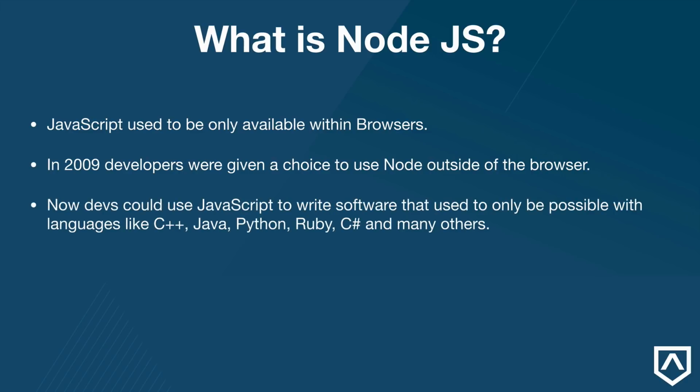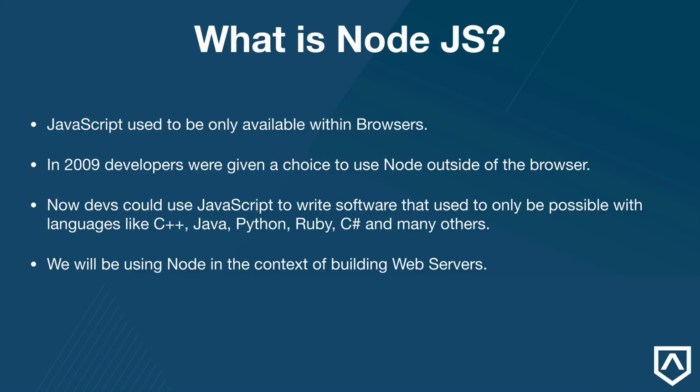Now, developers can use JavaScript to write software that used to only be possible with languages like C++, Java, Python, Ruby, C#, and many others. We are going to be using Node in the context of building web servers. So just like you can build web servers with all the languages that were previously mentioned, you can do the same now with JavaScript.